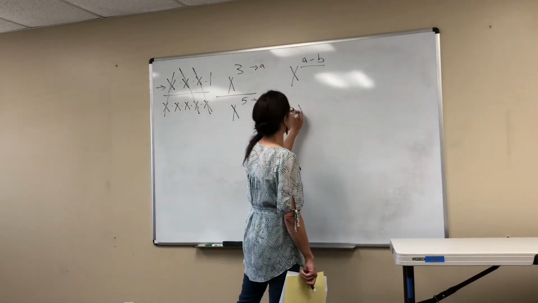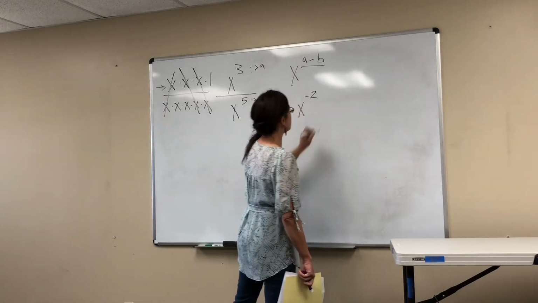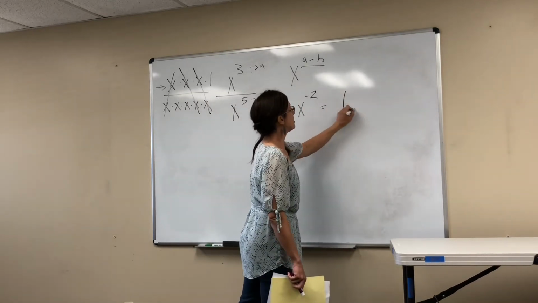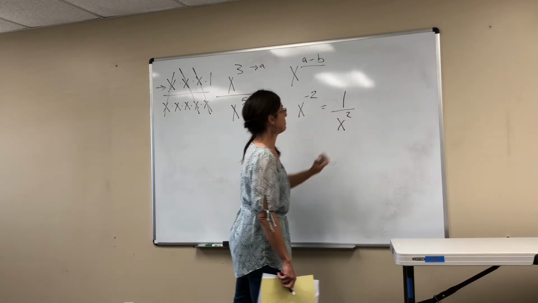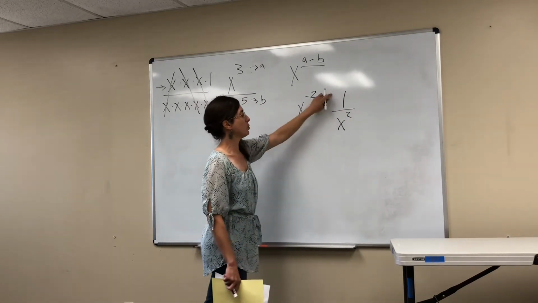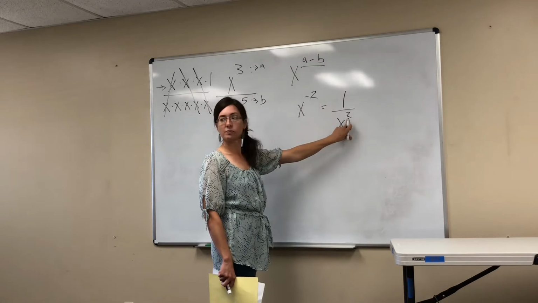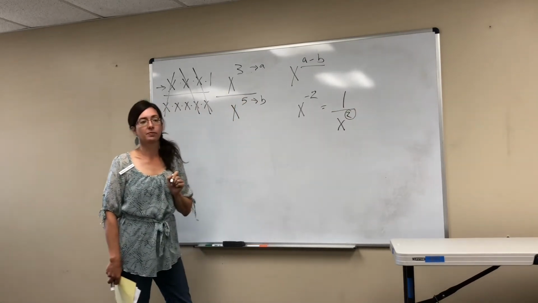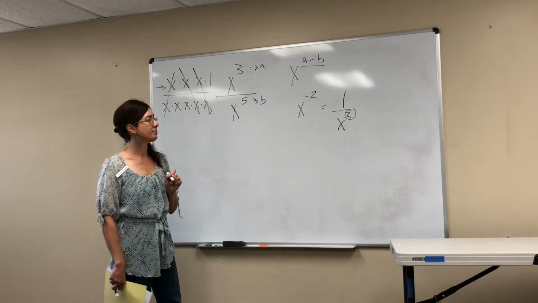So if I have x to the negative 2, I'm going to move it to the bottom. It means 1 over x to the positive 2. Now I'm happy with that. It's a positive number. We like working with that.